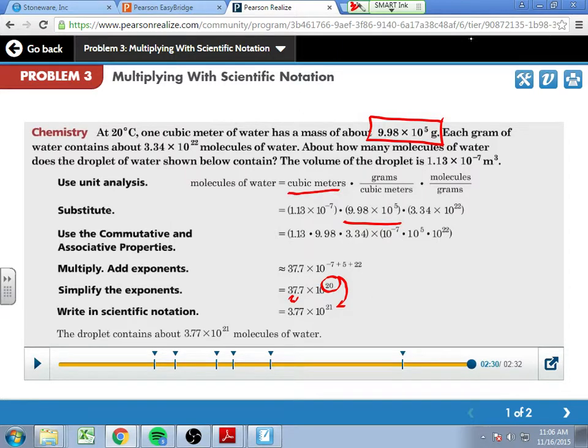So we start with how many cubic meters, because we knew the volume of the droplet. So we have to start with that volume, cubic meters. I want to cancel out my cubic meters. How can I? I can turn it into grams because I have grams per cubic meter. I then want to cancel out my grams. How do I do that? I know how many molecules are in a gram. So by using those two conversion factors, I cancel all the way to having only molecules left, because it wants how many molecules.